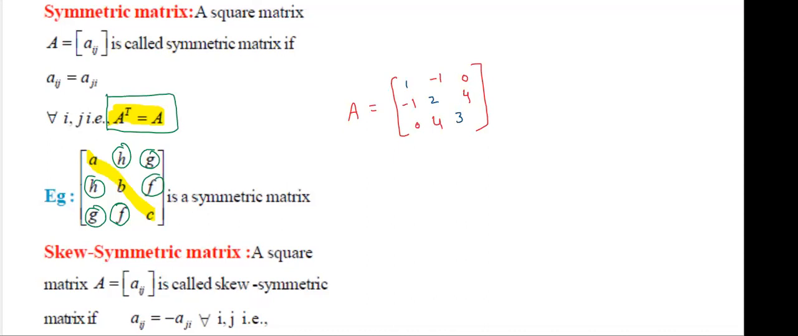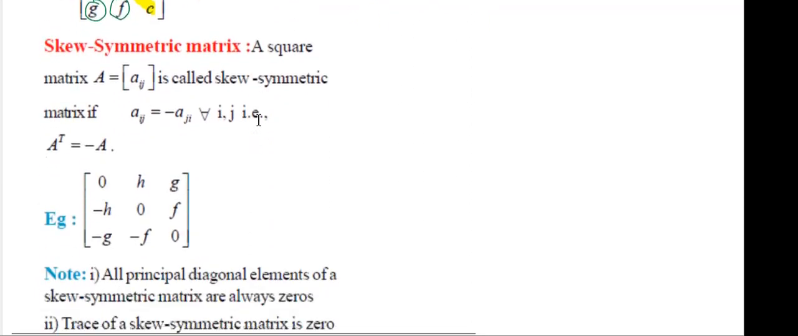See, above the principal diagonal, here -1 is there, here also -1. Here 0 is there, here also 0. Here 4 is there, here also 4. So then only we will say that the matrix is symmetric. Okay, if you are getting doubt, verify that. Do the transpose, observe that.